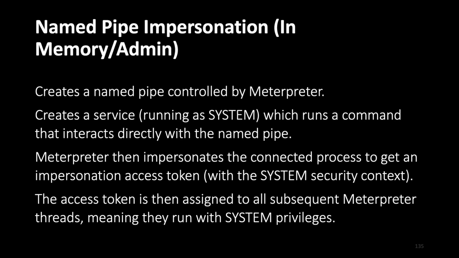The first technique is known as named pipe impersonation in memory/admin. This technique creates a named pipe which is controlled by Meterpreter. It then creates a service running as system which runs a command that interacts directly with the named pipe. Meterpreter then impersonates the connected process to get an impersonation access token, which has the system security context. The access token is then assigned to all subsequent Meterpreter threads, meaning that they too will run with system privileges.